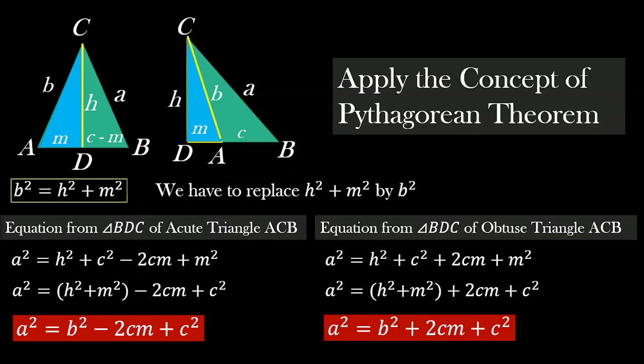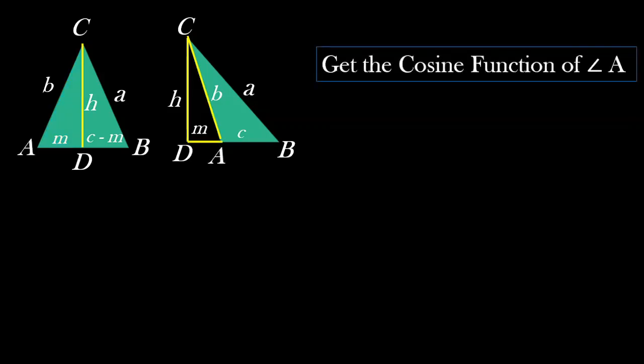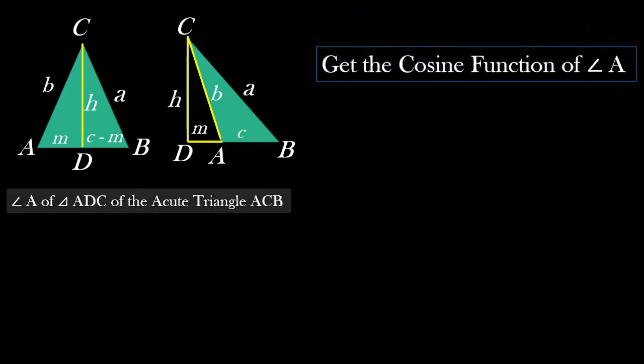To find the value of M, we have to get the cosine function of angle A. The cosine of angle A of the right triangle ADC in the acute triangle ACB: cosine A is equal to the value of the adjacent side, all over the hypotenuse.